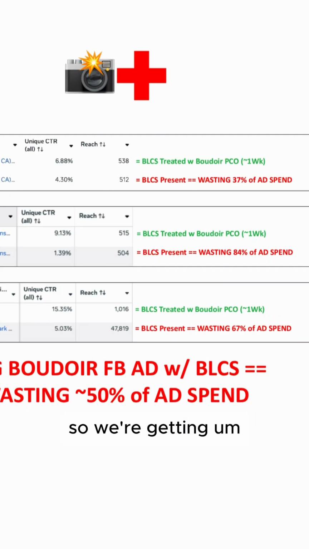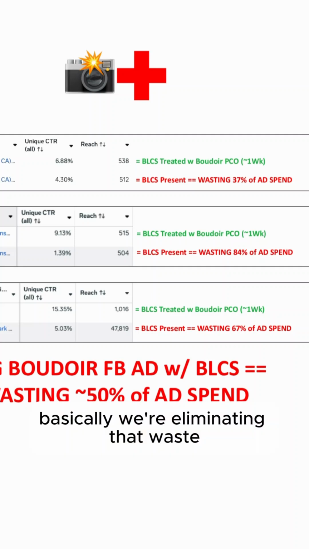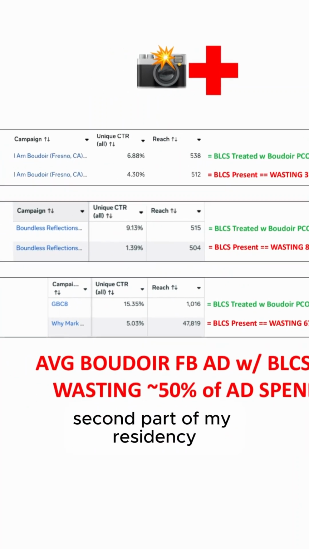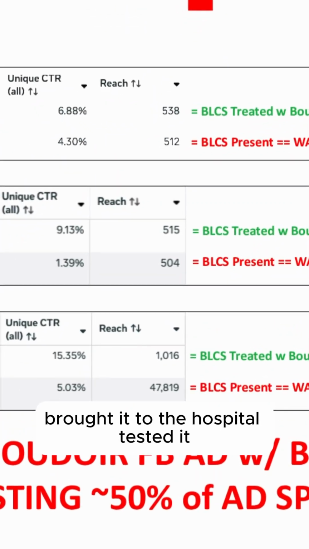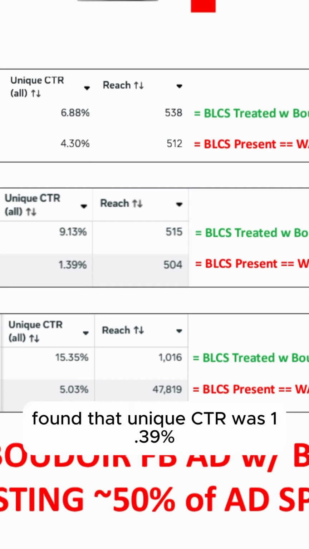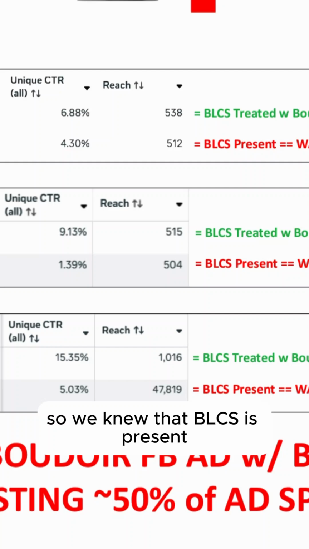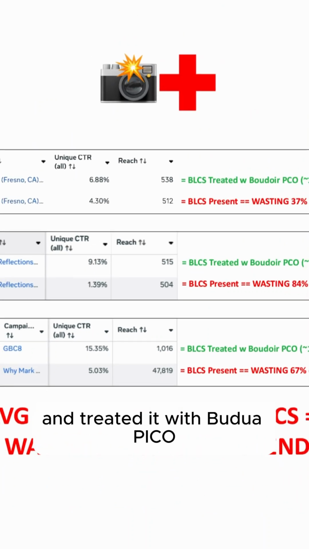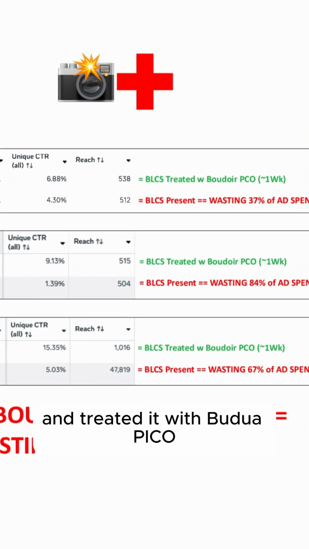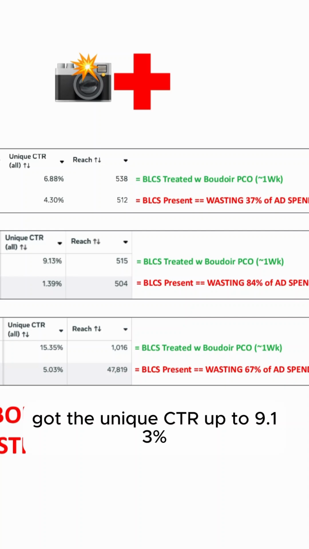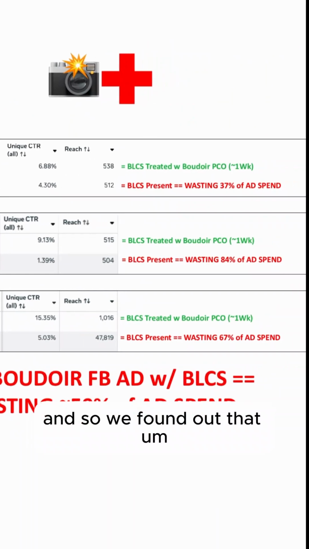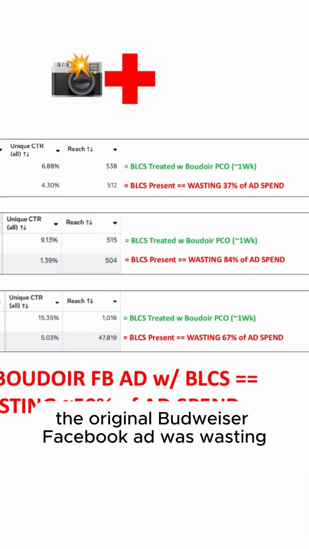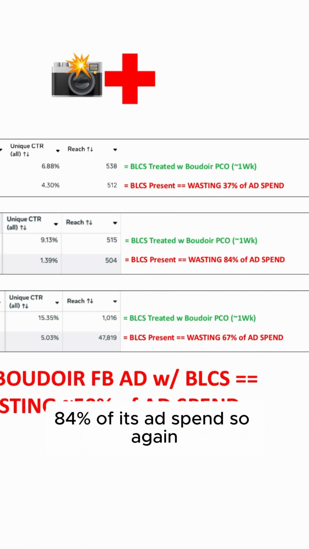So we're eliminating that wasted ad spend, putting it back in our pocket. Second part of my residency was finding a second ad to do that with. So I found another one out there, brought it to the hospital, tested it, and found its unique CTR was 1.39%. So we knew that BLCS is present. So we duplicated that and treated it with Boudoir Pico, got the unique CTR up to 9.13%. Insanely good. And so we found out that the original Boudoir Facebook ad was wasting 84% of its ad spend.